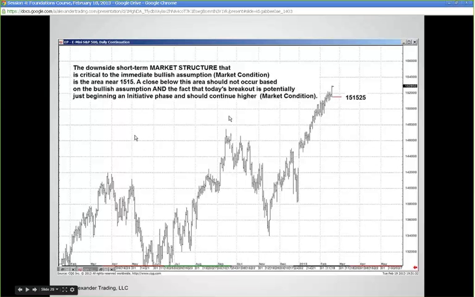Okay, now this is more analysis on the ES. The downside short-term market structure that is critical to the bullish assumption is the area near 1515. A close below this area should not occur based on the bullish assumption and the fact that the day's breakout is potentially just beginning an initiative phase and should continue higher. So we knew coming into today what shouldn't happen under a bullish assumption. We will revisit what did happen, but that's outside the realm of the immediate case study.